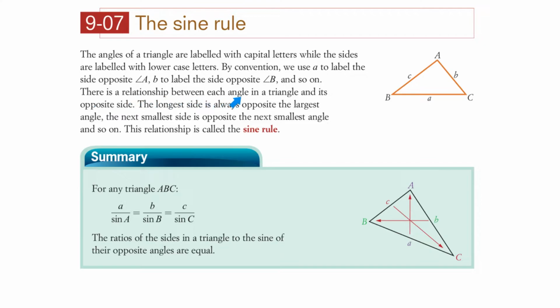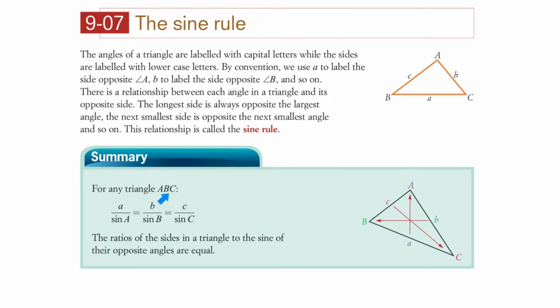There is a relationship between each angle in a triangle and its opposite side. The longest side is always opposite the largest angle. So this angle A looks bigger than B and bigger than C, so we're saying that that length must be longer than b or c. Because that's the largest angle, that's the longest side. The next smallest side is opposite the next smallest angle, and so on. This relationship is called the sine rule. So there's a relationship between the angle and the opposite side.